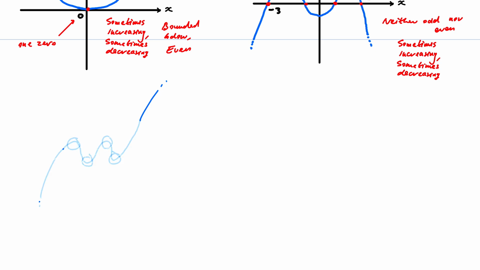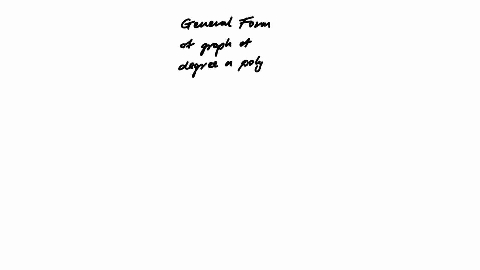So let me describe this carefully. So let's do the general form. So this is me talking a bit blue sky, because I can't possibly be really accurate about this, but I'll be as accurate as I can be. So let's talk about the general form. General form of the graph of, let's say, a degree n polynomial function.